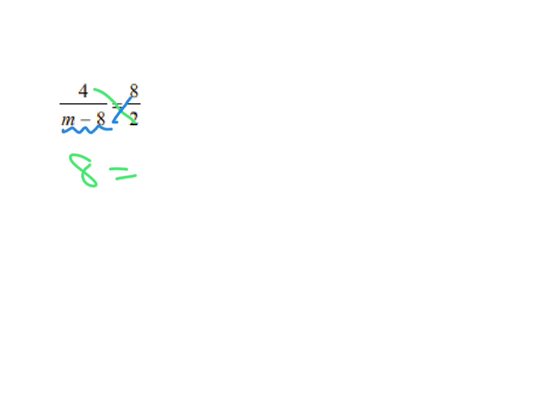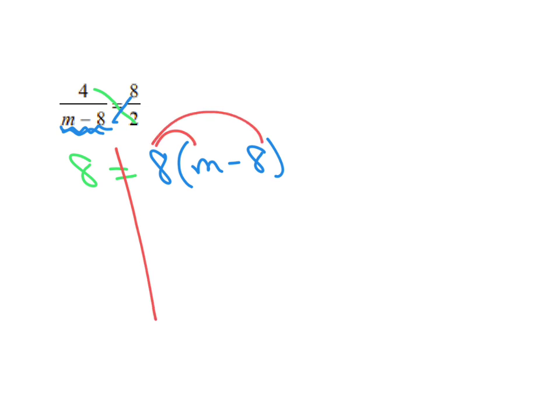So notice down here we had two terms. So we're going to have to say 8, since it's a single term, all multiplied by the quantity of m minus 8. Okay, now we're going to solve this, because now we have a linear equation. So we're going to distribute first. So 8 times m is 8m. 8 times negative 8 is negative 64 equals 8.